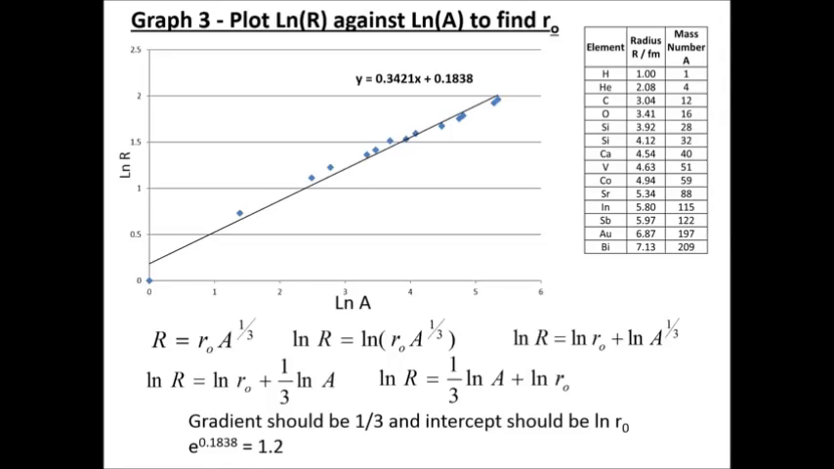So again, you can see the constant R0 is coming out around 1.1, 1.2 for whichever method we've used. The last two methods are probably more important to be able to do. The first graph you need to know the shape of, just in case you get asked to plot it.